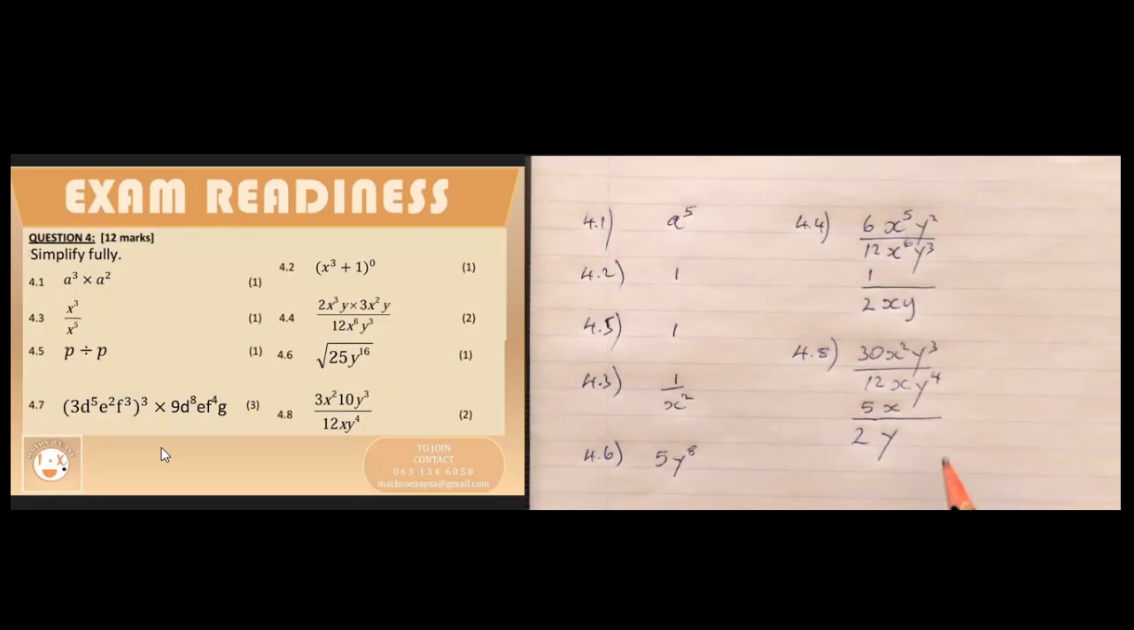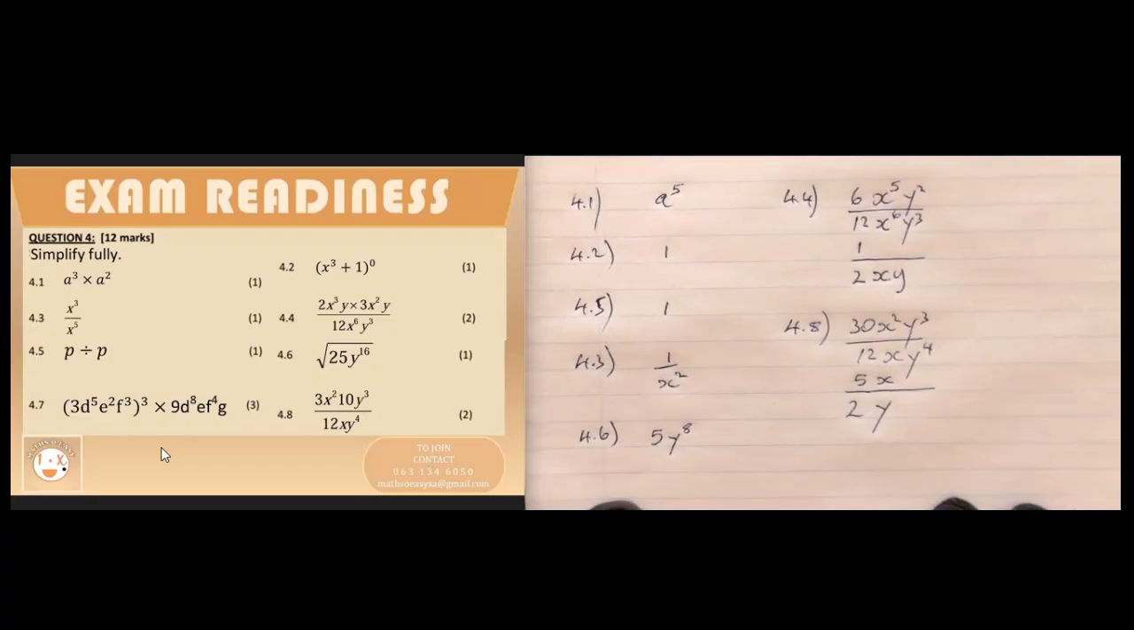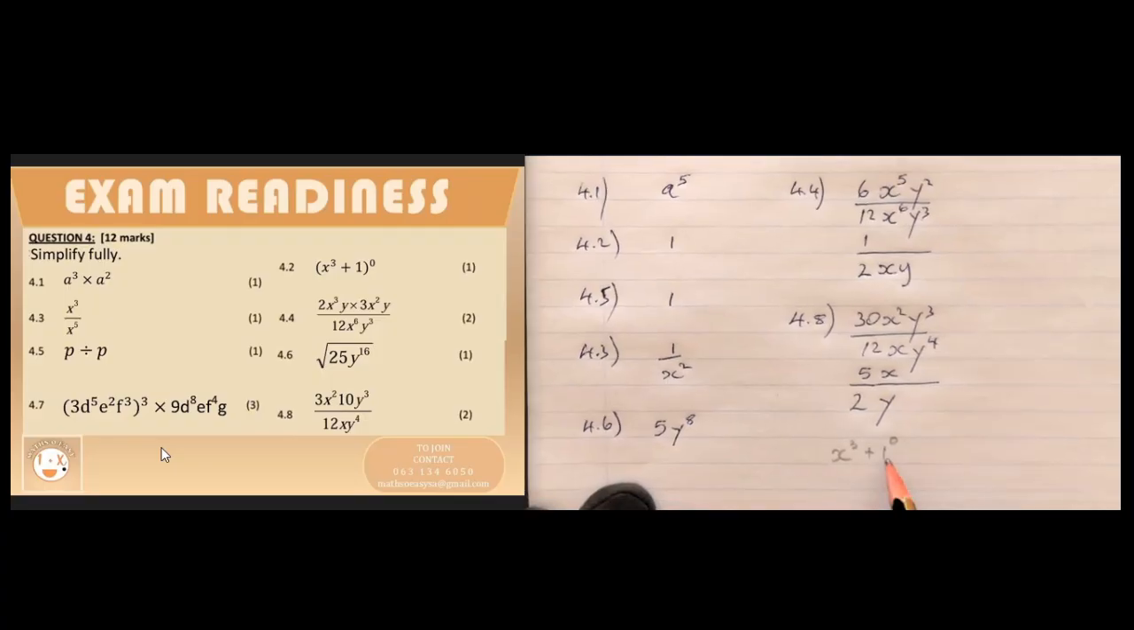So if you had, where do I squeeze this? Let me put it here. If you had x to the power of, let me see, what do I want to use? If you had x to the power of 3 plus 1 to the power of 0, what's going to happen? This one will be a 1. Okay, but this one does not have a 0. So you'd write it like this. You'd say x to the power of 3 and 1.